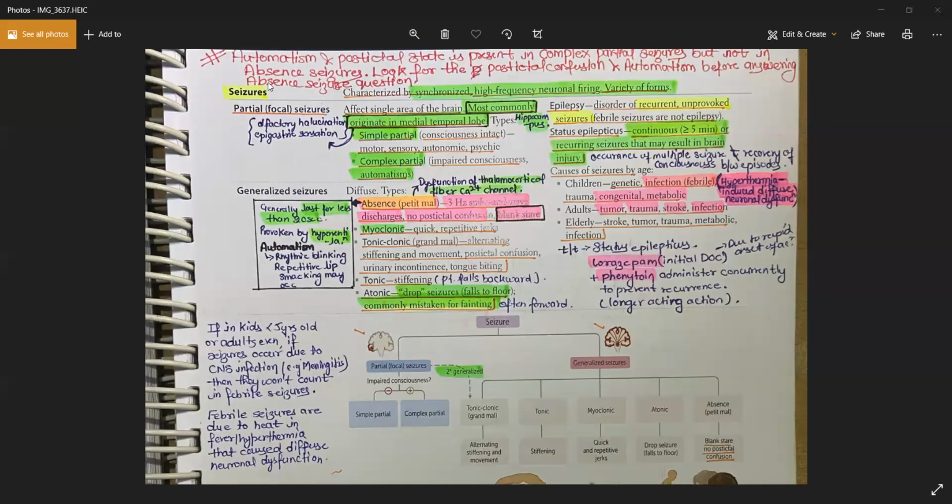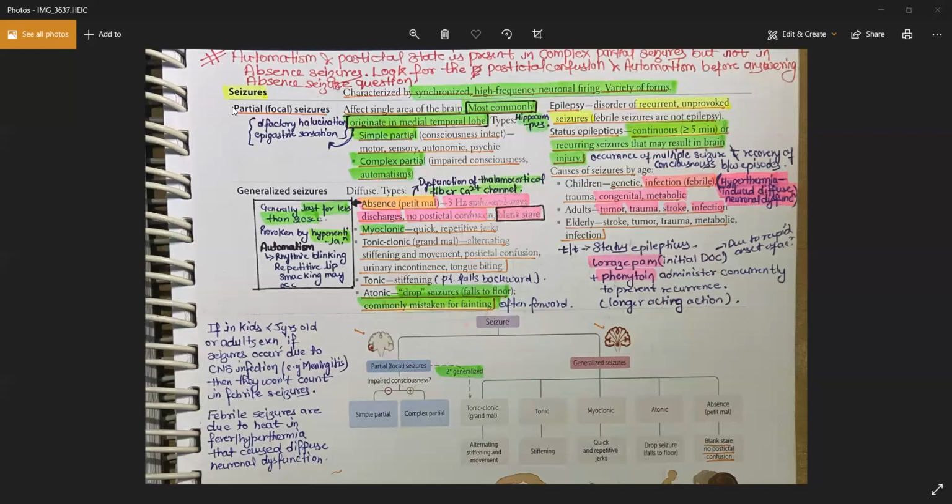So any kind of tissue infiltration, any kind of tumor, any kind of trauma can interfere with these ions, and that can cause a hyperactivity or hyperflow of these ions, and that can cause seizures, right? Yes. You have two types of seizures.